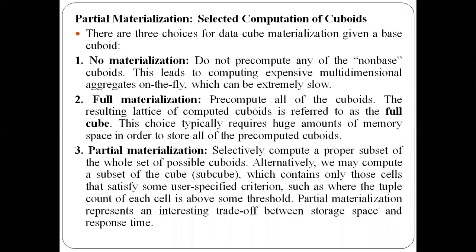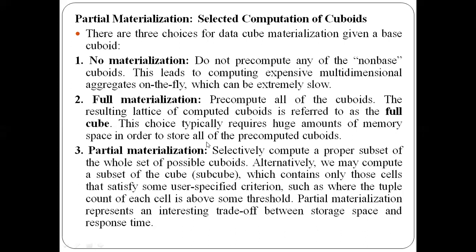Obvious disadvantages: it is going to consume a large amount of storage space. And the third option is partial materialization. In partial materialization, we choose a subset of the cuboids which we want to calculate, based on some user-specified threshold. If some of the cells satisfy the requirement given by the user, then we choose those cells and calculate the aggregation for those cells. Okay, that is partial materialization.